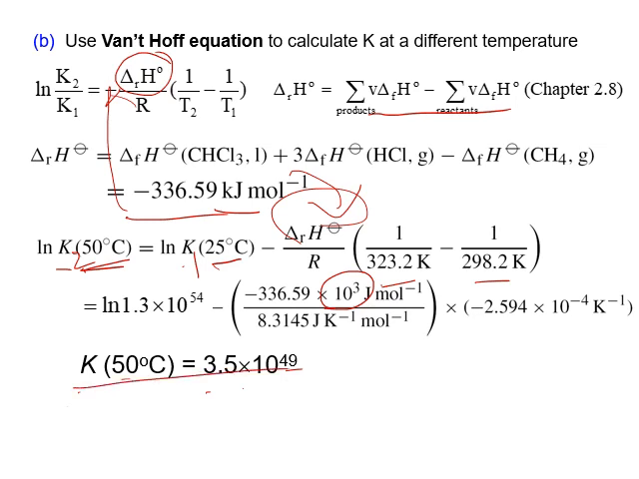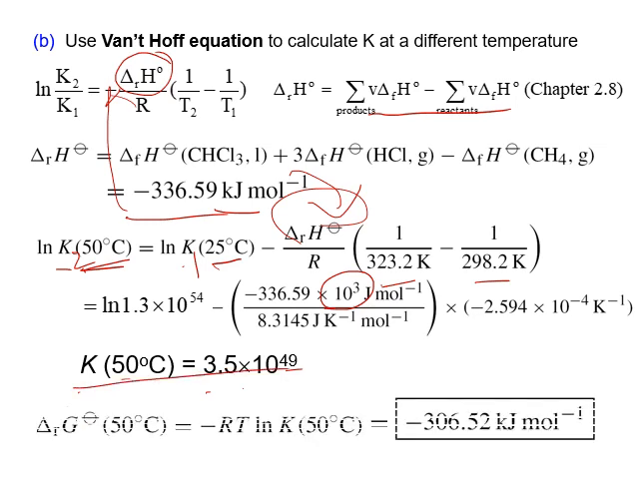With this K, we can then calculate delta G. Delta G at 50 degrees can be calculated using negative RT ln K. At 50 degrees, that gives you negative 306.52 kilojoules.